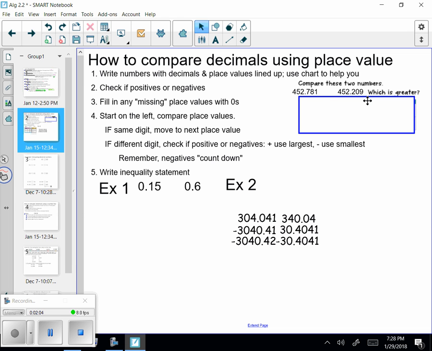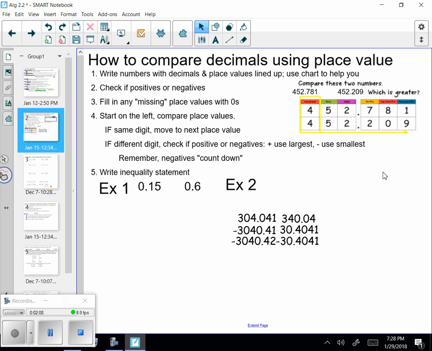Well, step 1 says write your numbers with decimals and place values lined up. Use a chart to help. Step 2, check if they're positives or negatives. Both of them are positive, so I have to go through all the steps. Step 3 says fill in any missing digits for place values. Each of these has 3 whole number digits and 3 decimal digits. There are no missing digits. I will show you an example of what I mean in a bit.